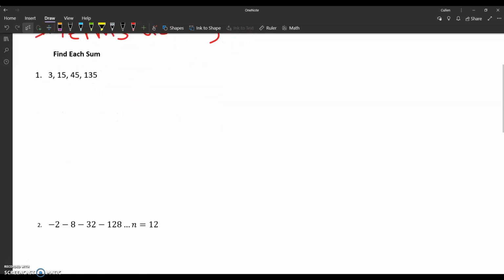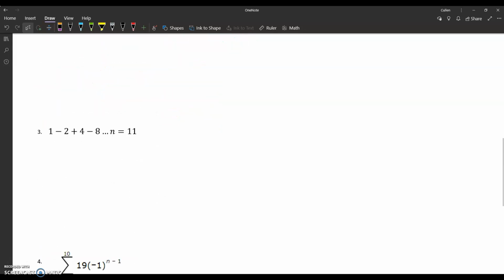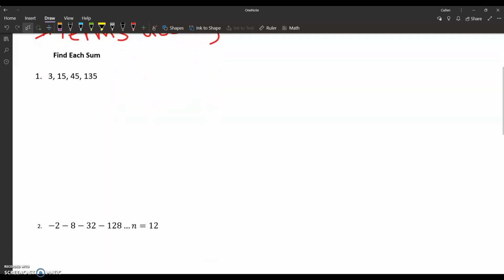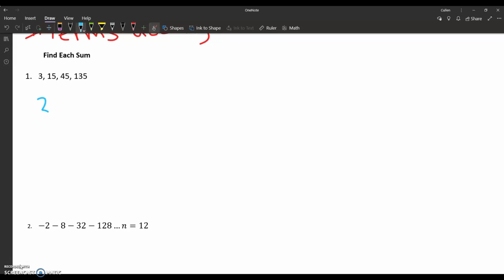For all the other ones, we're going to use our formula, except for one that has sigma notation, which is nice. You can use your calculator for that. But for number 1, we actually don't even have to use our formula. All you're going to have to do is add these things up together. If it just gives you the list of numbers and it says find the sum, you don't need to use any complicated formula, just add these things together. So 3 plus 15 plus 45 plus 135, you're just going to add those things together.